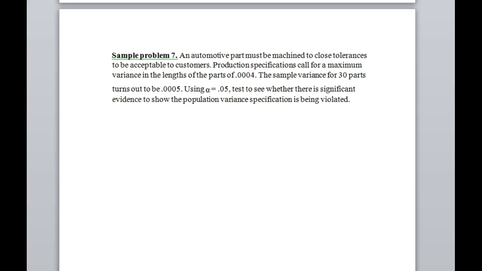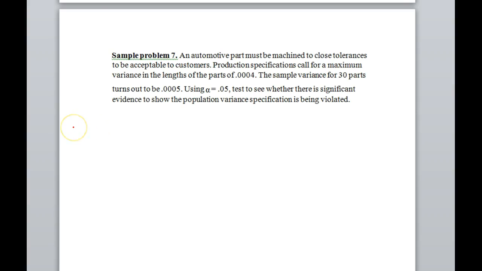An automotive part must be machined to close tolerances to be acceptable to customers. Production specifications call for a maximum variance in the lengths of the parts of 0.0004. The sample variance for 30 parts turns out to be 0.0005. Using an alpha level of 0.05, test to see whether there is significant evidence to show the population variance specification is being violated.